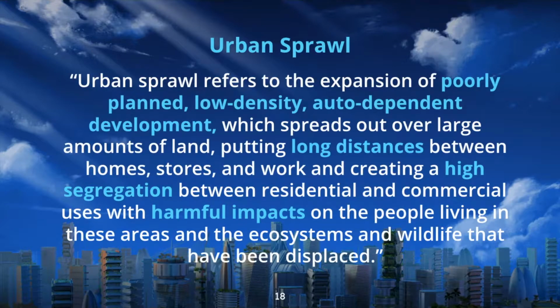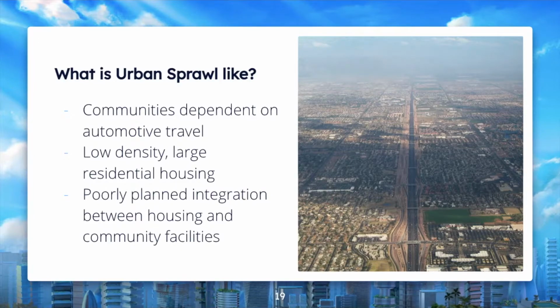So this is a nice definition for urban sprawl that explains that urban sprawl is when a lot of land is used inefficiently, where a lot of people spread out over a large amount of land, which can have a lot of harmful impacts. So let me give you a few examples of what urban sprawl might look like.